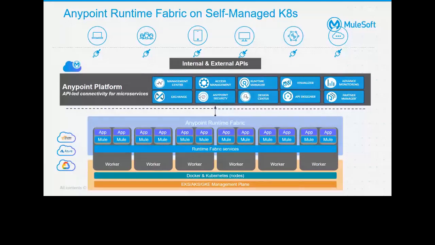And then below what you see is your Runtime Fabric cluster, which is installed in your own AKS, EKS, or GKE environment. So you bring your own AKS, EKS, GKE cluster, you install Runtime Fabric within it, and deploy Mule applications inside that. And you now interact with the Anypoint platform to manage all your Mule applications from the Anypoint control plane, which is the Anypoint platform. Next slide, please.